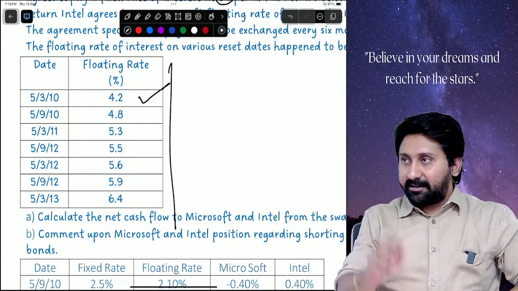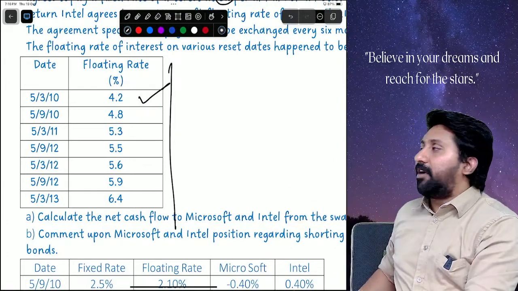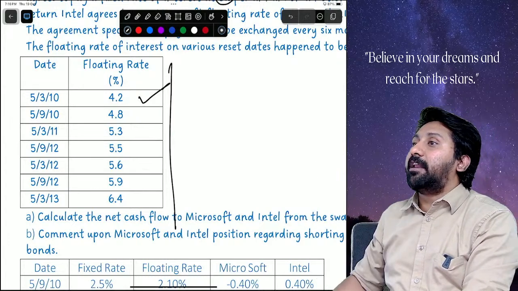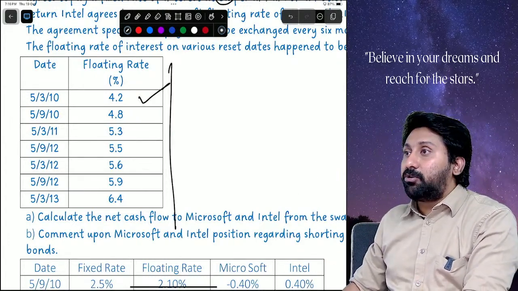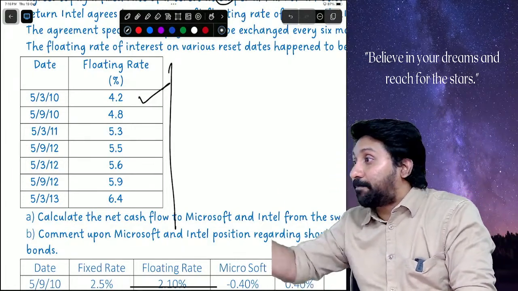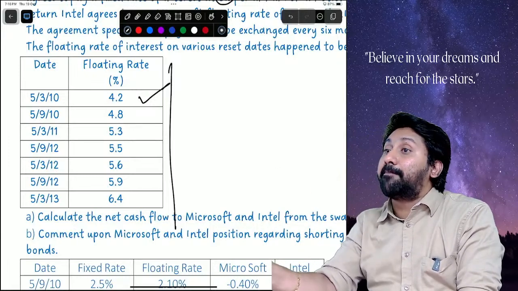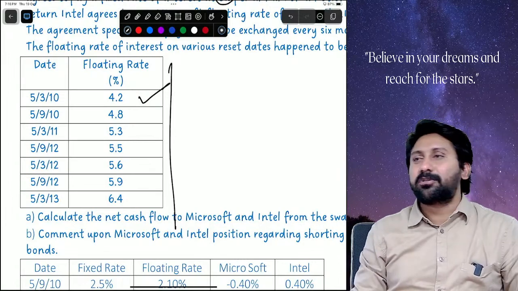Yes, sir, for example, 5/9/2010. Please tell me, see there and tell. What is the floating rate prevailing on that date? 4.8. On 5/9/2010, when you go for the payment, they will tell you to pay 4.2, and 4.8 will not apply for today's transaction. It will be applicable for the next 6 months transaction. Understood or not? Yes, sir.